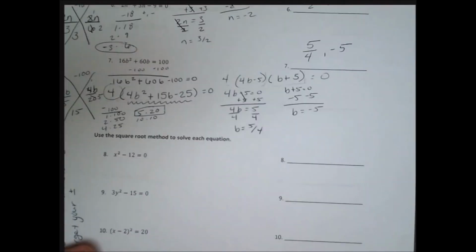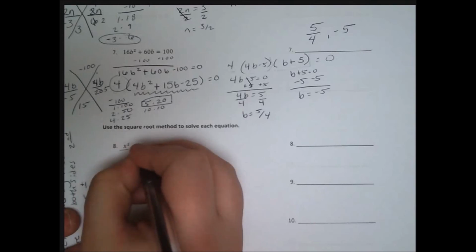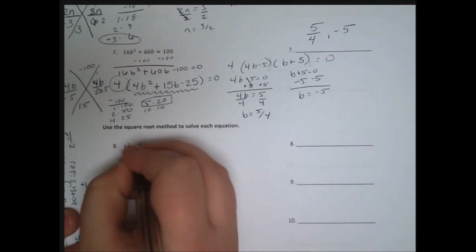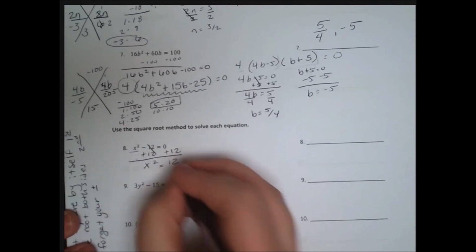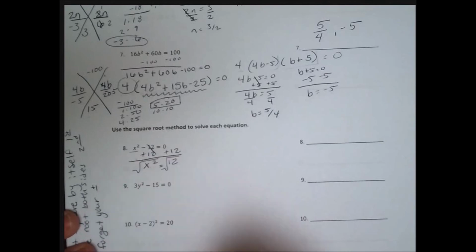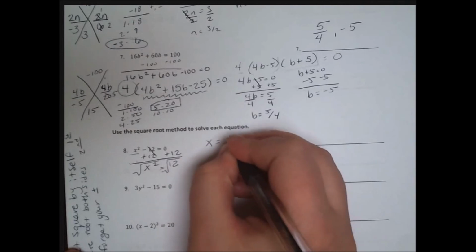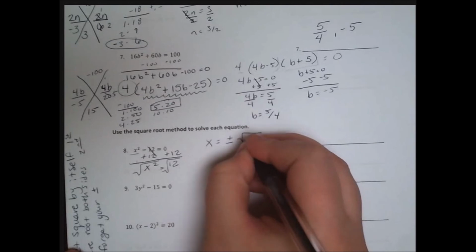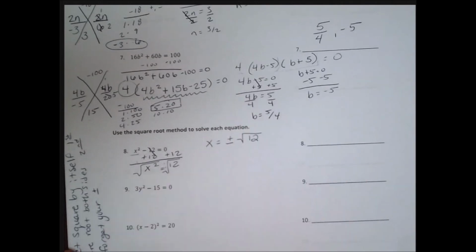So x squared is our perfect square here because x times x gives us x squared. So we need to get it by itself first. So we have x squared equals 12. And then we're going to square root both sides because we don't care what x squared is, we want to know what x is. So that gives us x equals plus or minus the square root of 12. Don't forget, you're always going to have that plus or minus in front when you take that square root.